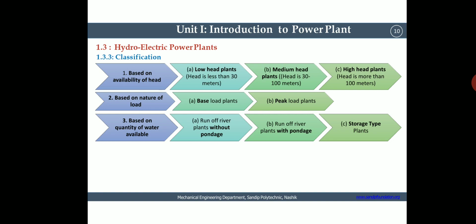Now, based on nature of load, there are base load plants and peak load plants. It is divided into two types, base load and peak load. Base load is a minimum load, peak load is the highest possible load.